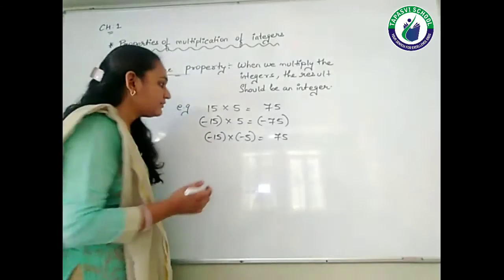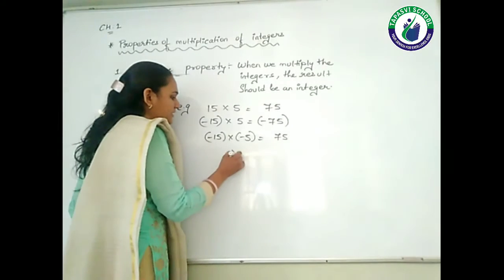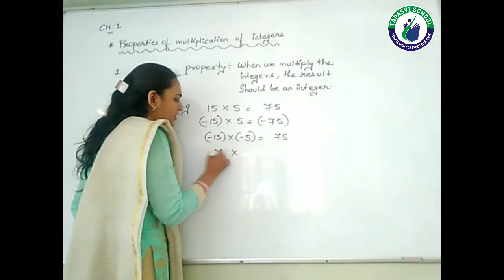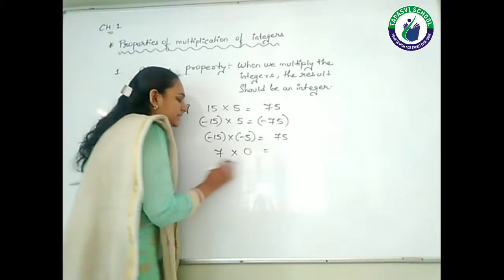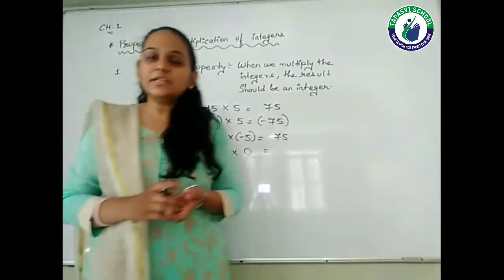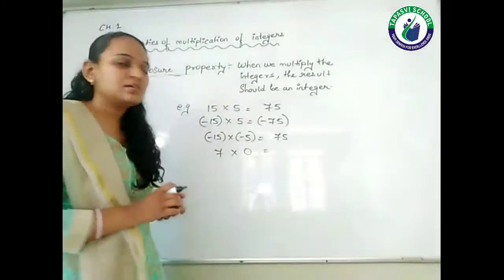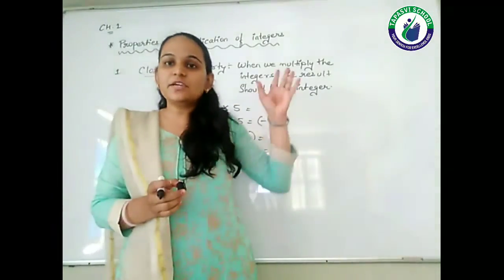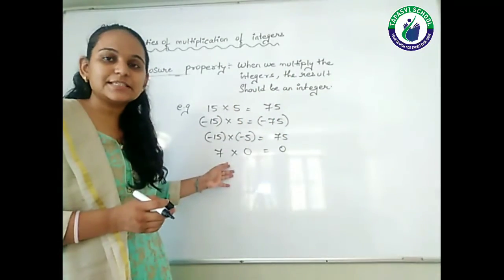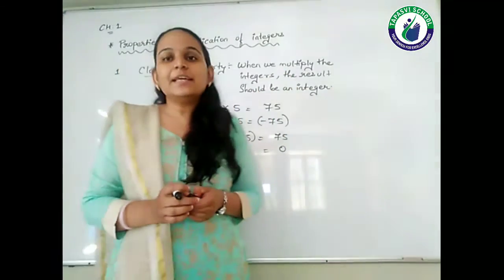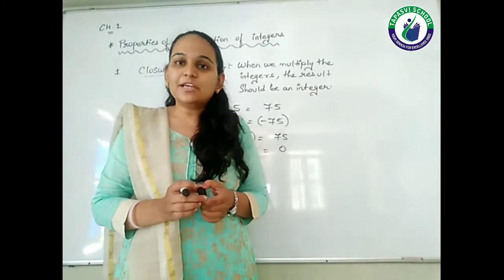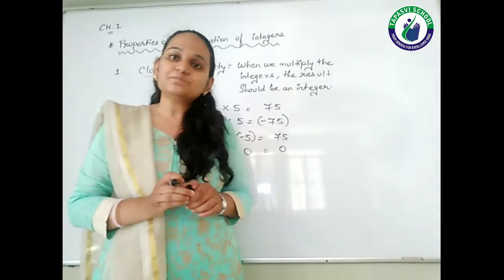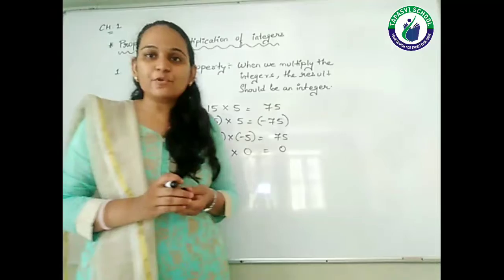The last combination I am doing for you is multiplication of an integer with 0. 0 is also an integer. Now 7 zeros are 0, the answer will be 0. Now 0 is also an integer. So we have seen that in all these cases the answer is an integer. So we can say that the multiplication of integers follows this property.